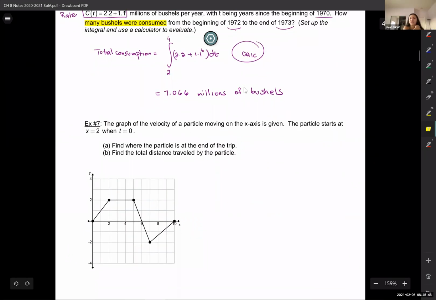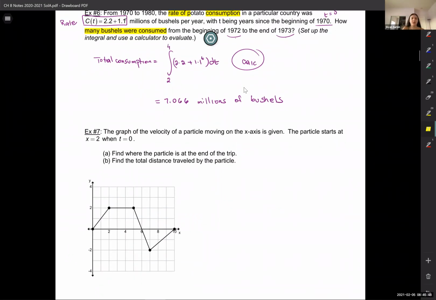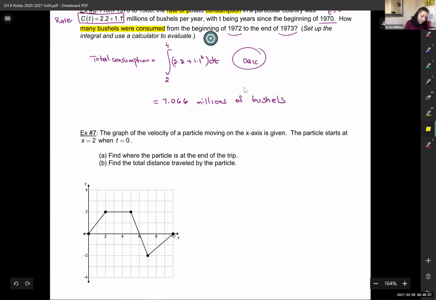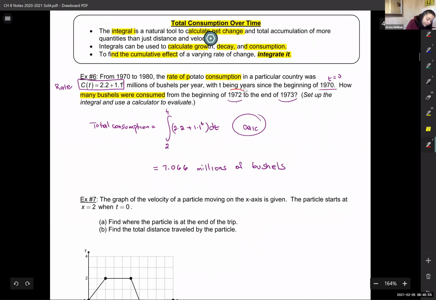All right. I have a quick question. Can you just say again where you got the 2 and the 4? Yes, the 2 and the 4 came from here because it says to calculate it from 1972 to 1973. If the problem starts at 1970, that's where t is 0. 1972 is t equals 2. The end of 1973, so that's like December 31st of 1973. So we went 2 full years to t equals 4. Okay? All right. Next.